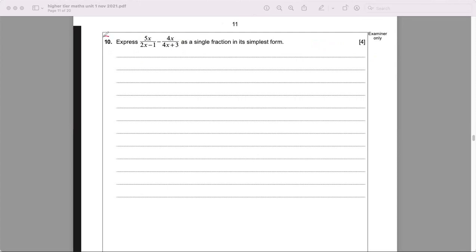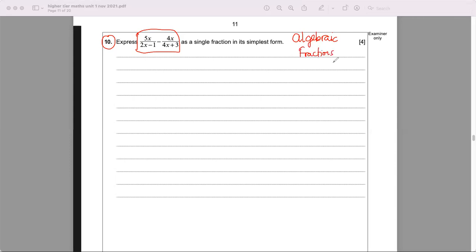Let's move on to question 10. As I mentioned earlier, it's really important that you be able to recognize the type of the topic in the exams. So you can see here there are two fractions involving letters or variables. So that's got to do with algebra, and it's to do with algebraic fractions because you've got fraction in here as well.